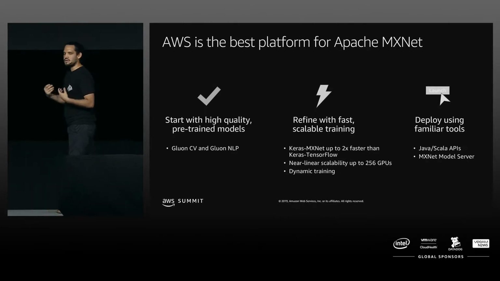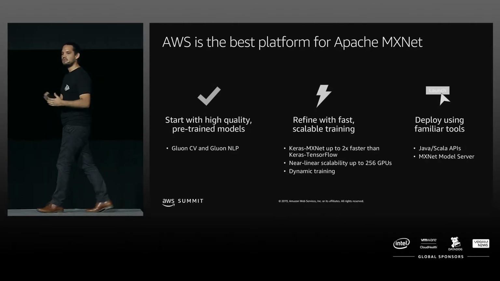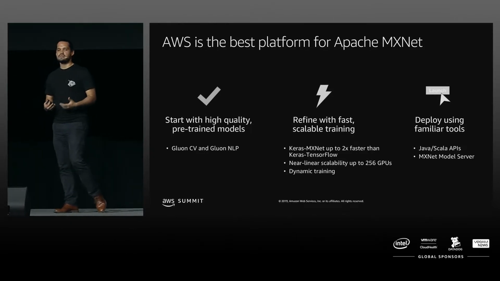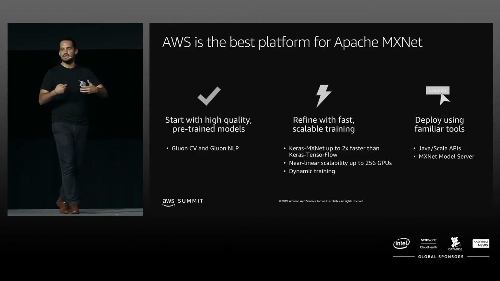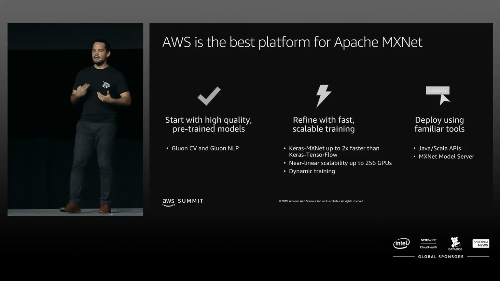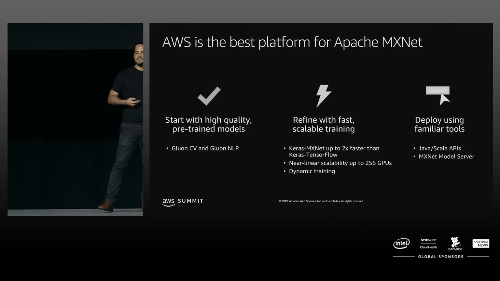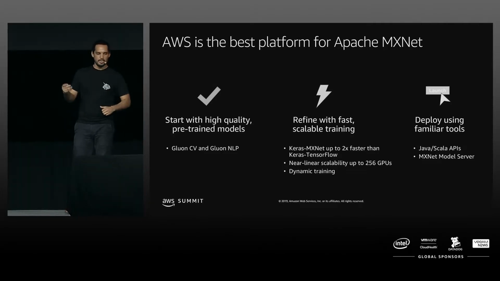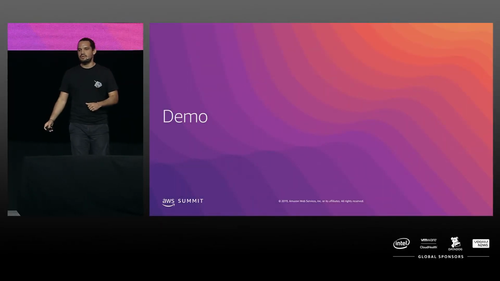Another really interesting thing about MXNet is that it has a really nice integration with Keras. This is really powerful because it allows developers and data scientists to build architectures, to build models with less of the verbosity that is normally associated with these kind of low-level deep learning frameworks. So let's get started with our demo.